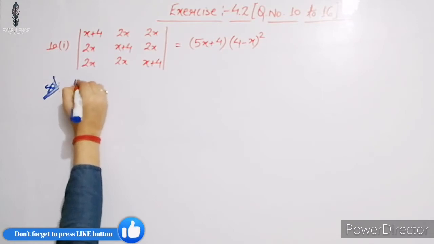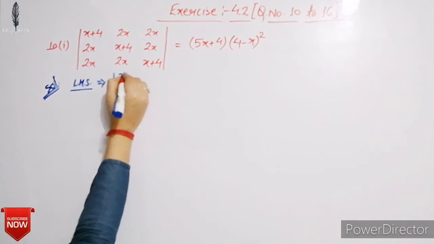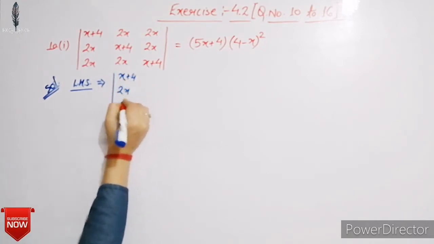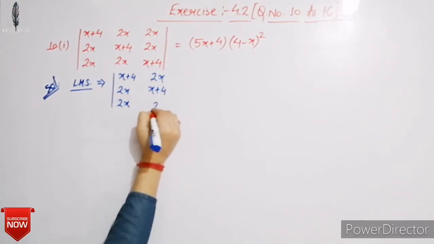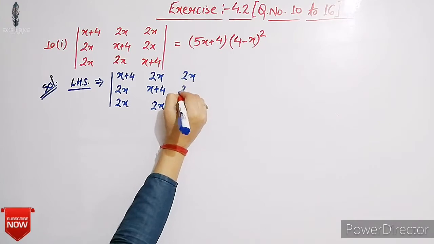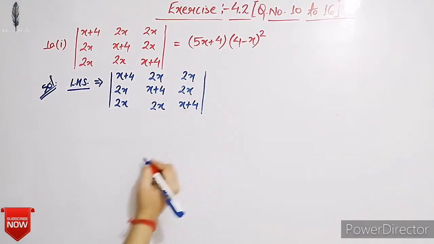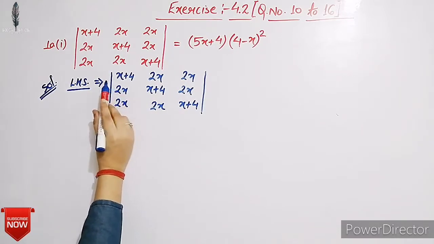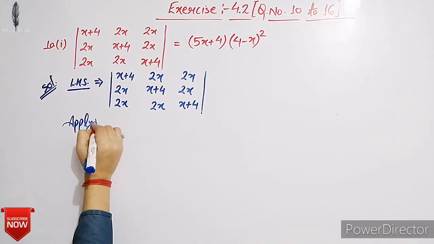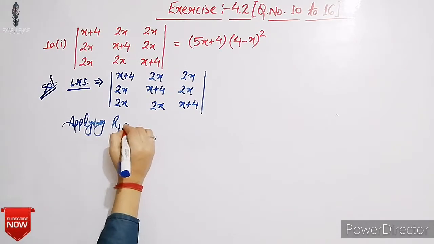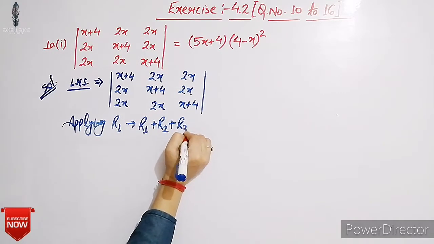Let's solve it. Here LHS part is equals to the determinant with C1 as x plus 4, 2x, 2x, C2 as 2x, x plus 4, 2x and C3 as 2x, 2x, x plus 4. If we add R1, R2 and R3, then we get the same value in R1. So applying R1 is such that R1 plus R2 plus R3.